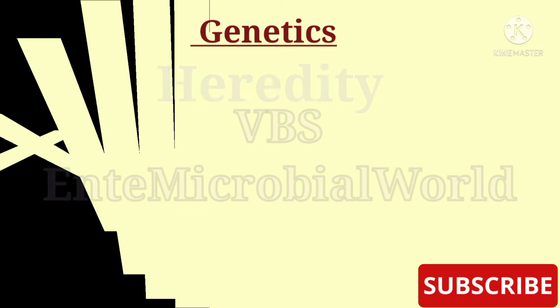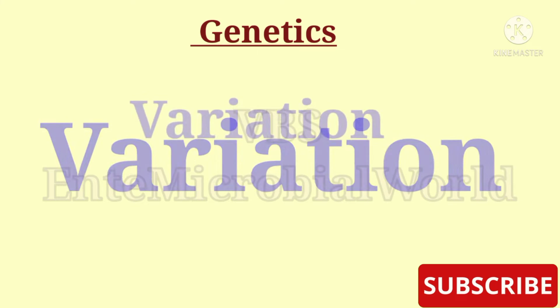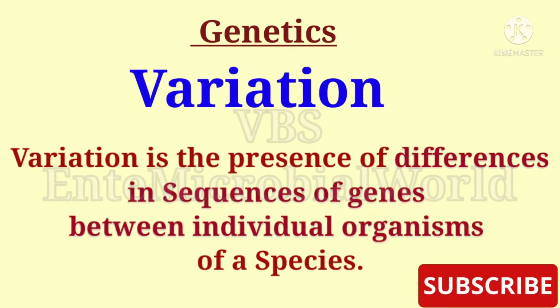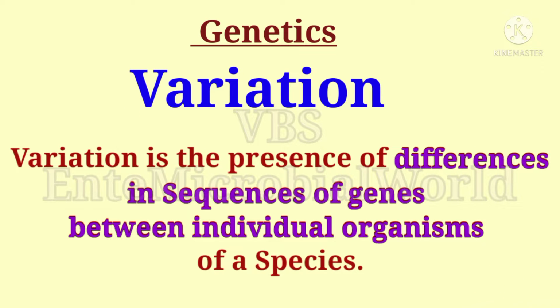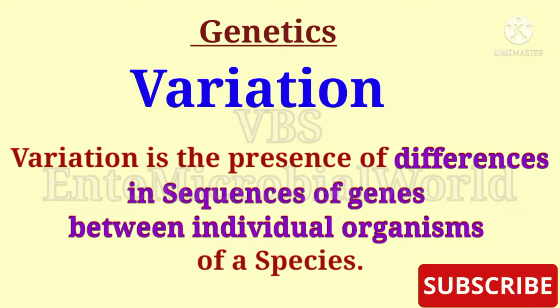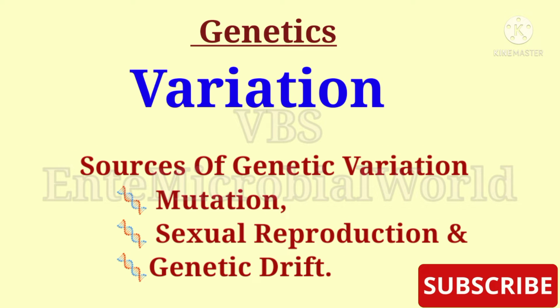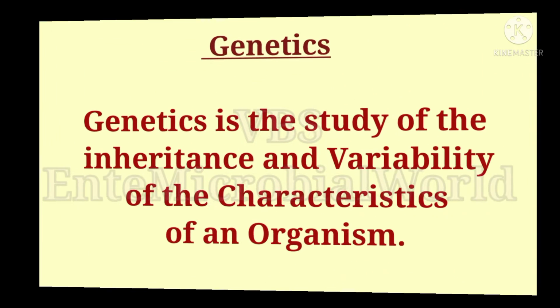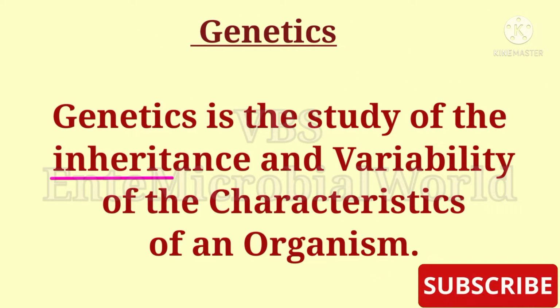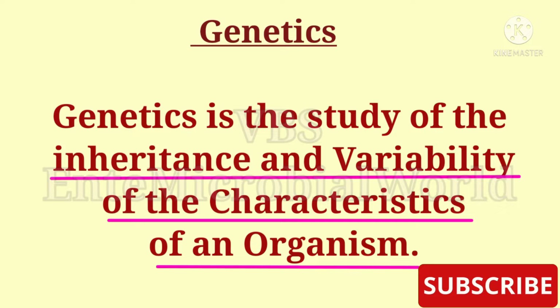Next, we are going to see what is variation. Variation is the presence of differences in sequences of genes between individual organisms of a species. Mutation, sexual reproduction, and genetic drift are the sources of genetic variation. Thus, genetics is the study of the inheritance and the variability of the characteristics of an organism. We learnt what is genetics.